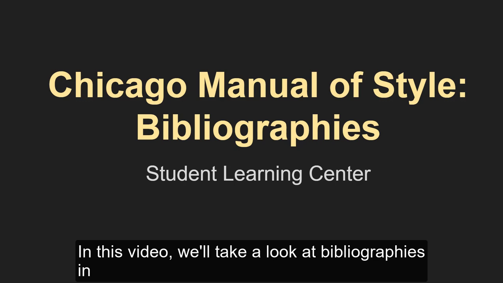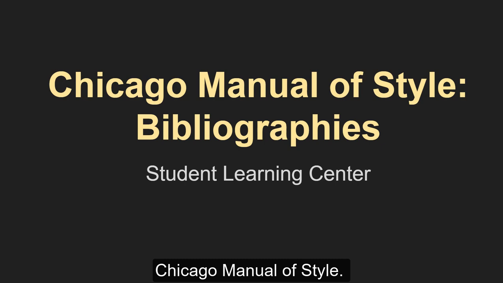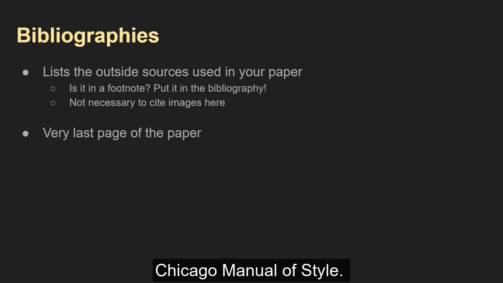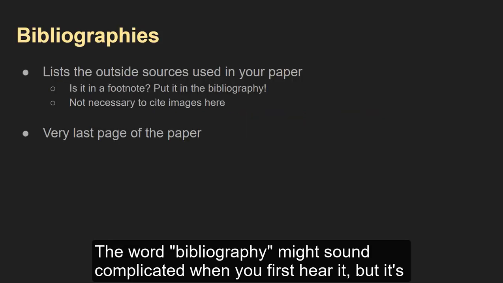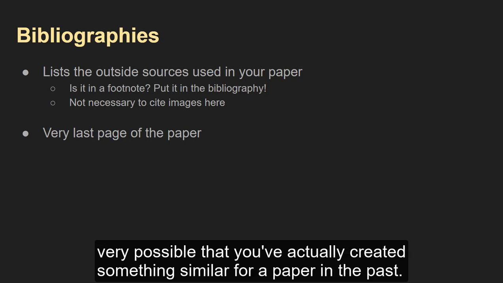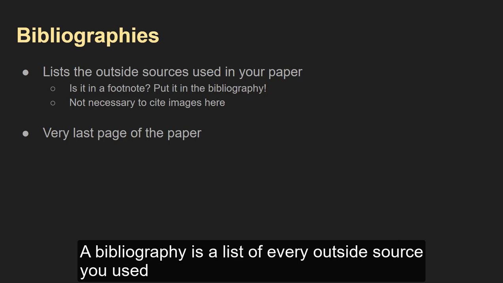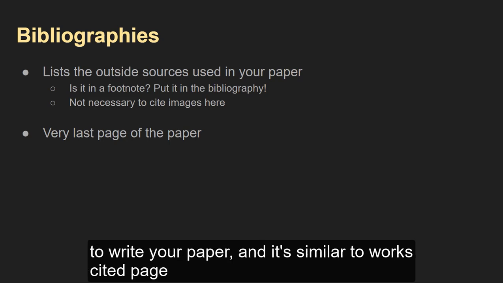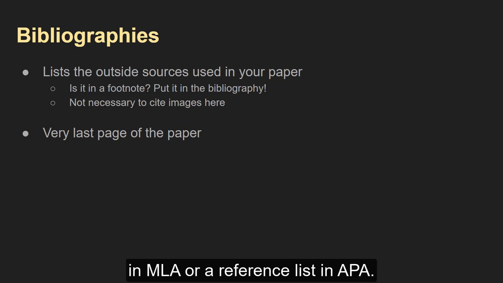In this video, we'll take a look at bibliographies in Chicago Manual of Style. The word bibliography might sound complicated when you first hear it, but it's very possible that you've actually created something similar for a paper in the past. A bibliography is a list of every outside source you use to write your paper, and it's similar to a works cited page in MLA or a reference list in APA.